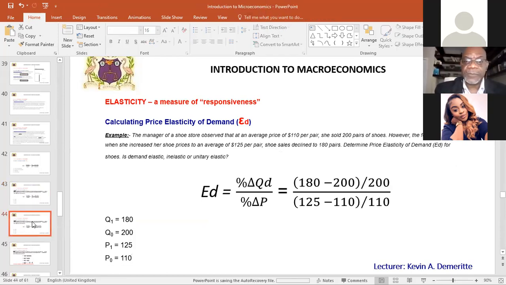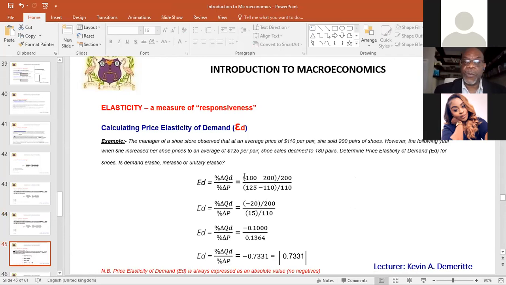So let's plug those in. 180 is Q1, and 200 is Q0, divided by 200. 125 is P1, 110 is P0, divided by P0. So that looks right. Then we said we solve what's in the brackets first. So we have 180 minus 200 gives you a minus amount, negative 20. So we have negative 20 divided by 200. And on the bottom, 125 minus 110 is positive 15. So positive 15 divided by 110. All right. So we end up with minus 20 divided by 200 and 15 divided by 110.